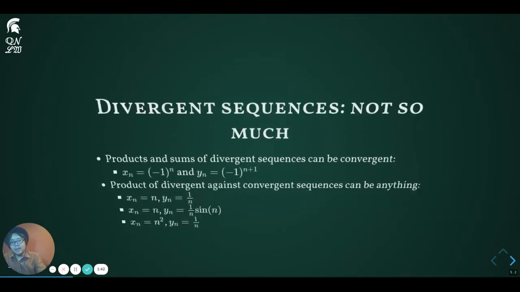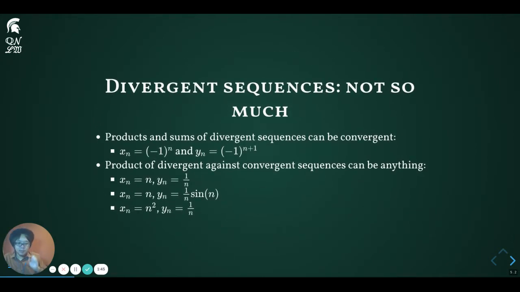Things get very complicated if we start talking about divergent sequences. First, it is very possible for sums and products of divergent sequences to be convergent. For example, if we set x_n to be (-1)^n and y_n to be its negative, then the sequence of their sums works out to be the sequence of all zeros, and the sequence of their products works out to be the sequence of all negative ones. So we see that while neither x_n nor y_n converge, their product and sum do.